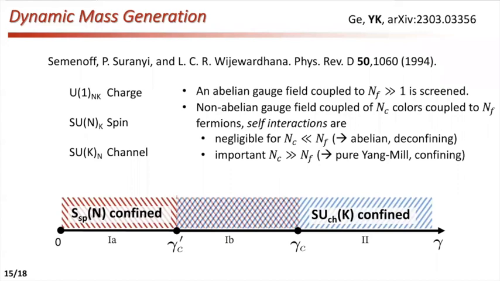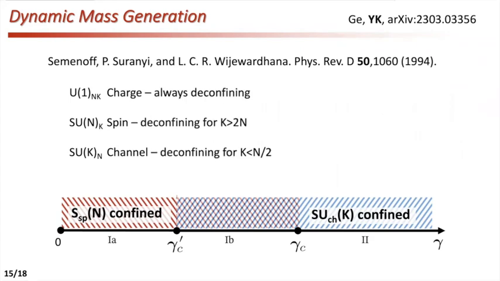So what is relevant to us? It basically means that the U(1) charge is always deconfining, spin fluctuations are confining for K larger than 2n, and channel fluctuations are deconfining for K less than 2n. So basically we get this plot showing here: all the red is when the spin fluctuations are in the confining phase, and all the blue is when the channel fluctuations are in the confining phase.